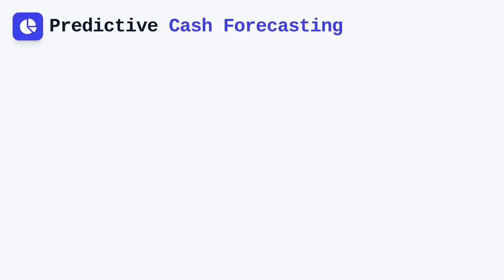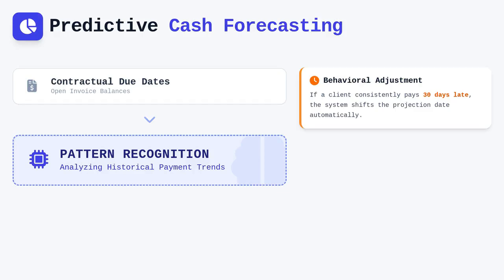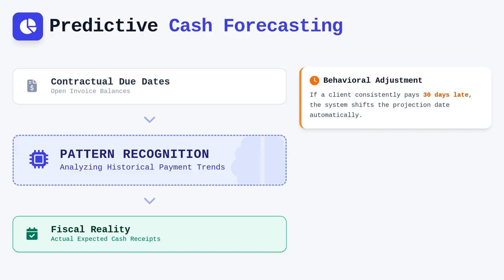Historical data plays a surprisingly significant role in refining these projections. Dynamics 365 Finance does not simply sum up current balances. It uses historical customer payment trends to calculate expected cash receipts from open invoices. If a particular client systematically pays 30 days past the due date, the forecasting engine can apply these observed trends to its calculations, providing a more reliable date for the cash inflow.